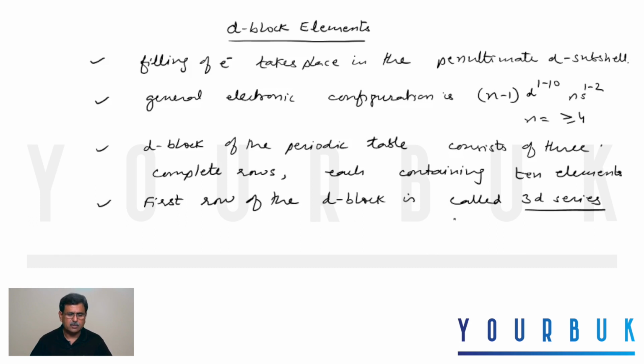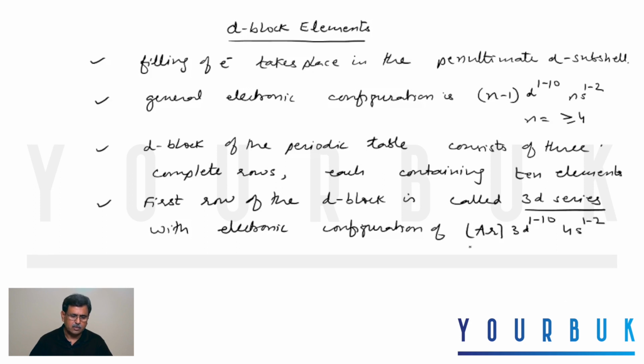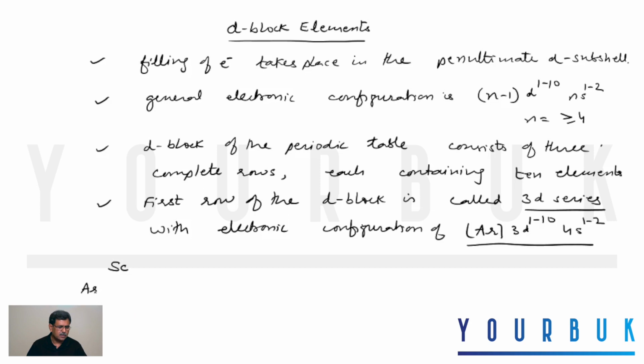So the first row of the D block is called the 3D series, with the electronic configuration of argon 3d 1 to 10 and 4s 1 to 2. And the configuration of these 10 elements of the 3D series is very, very important, because the other physical properties of the D block elements, especially the 3D series, are related to the electronic configuration. Now the first element is scandium, and its electronic configuration is argon 3d1 4s2.